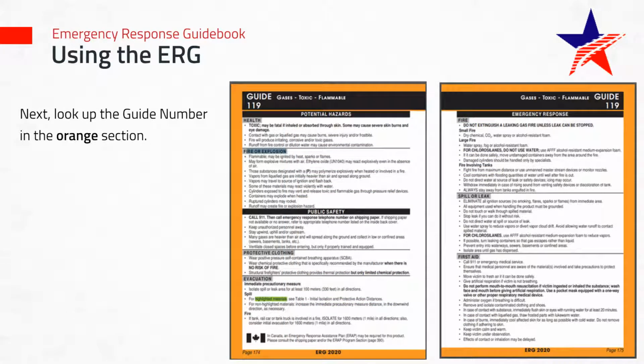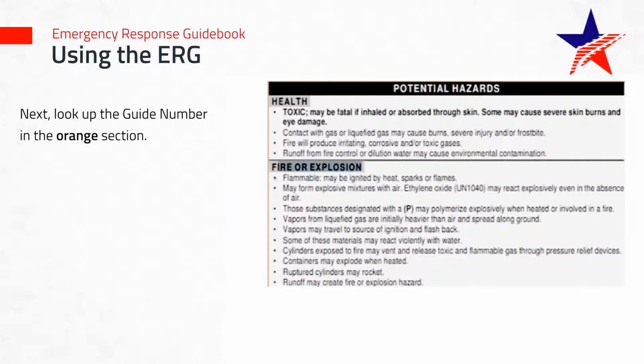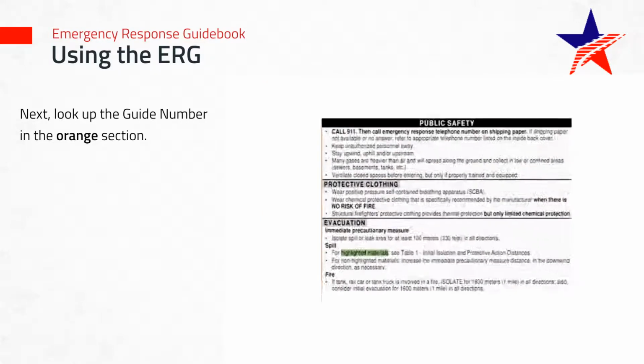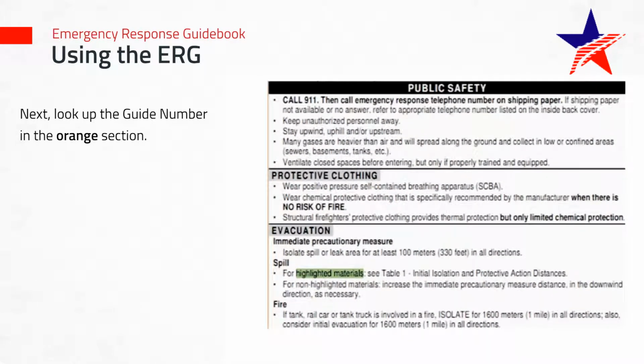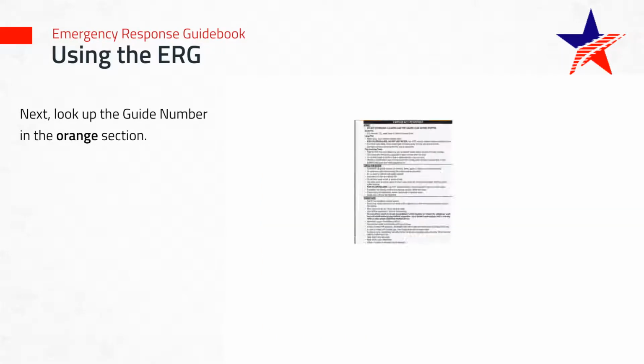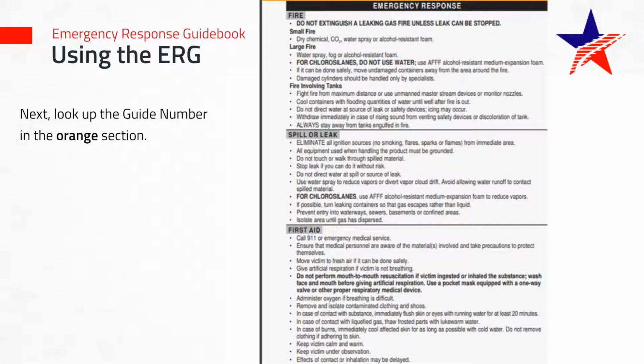The next step is to go to the correct response guide number in the orange section. This guide will provide information on potential hazards such as fire or explosion or health. The next section contains public safety information, including protective clothing and evacuations. The guide covers emergency response information in the next section. This includes information on fire, spills or leaks, and first aid.